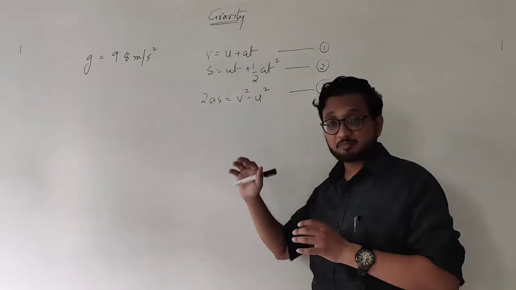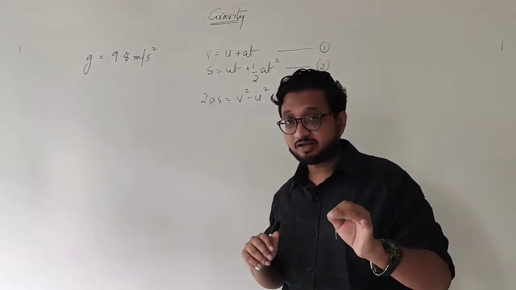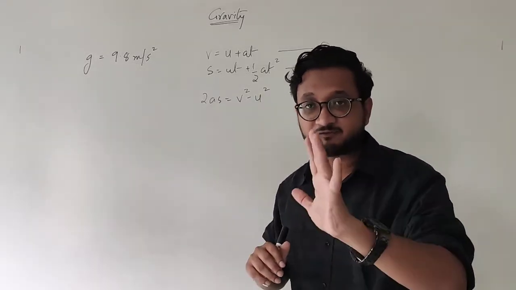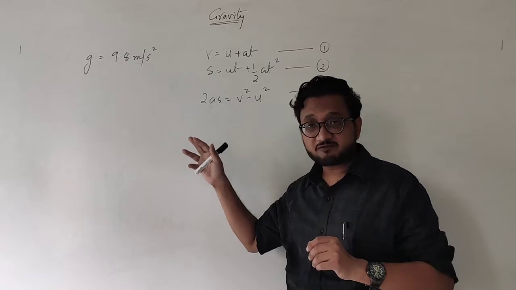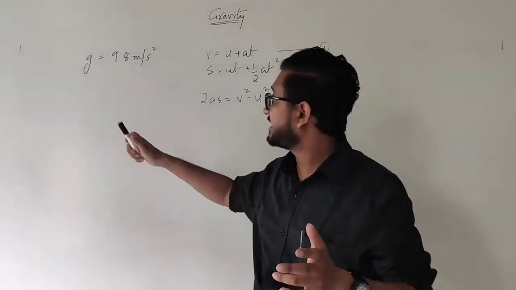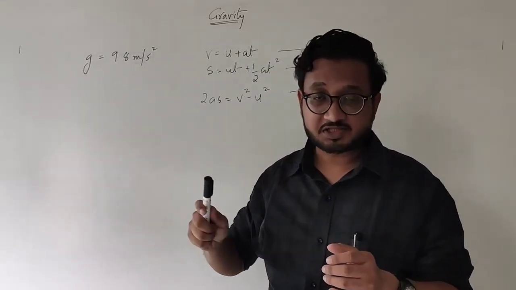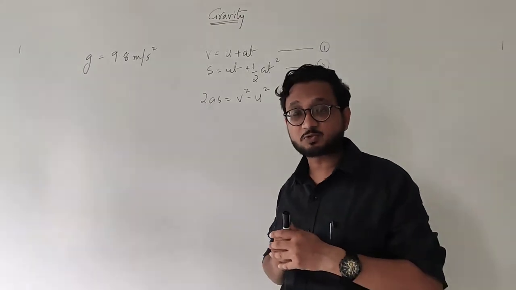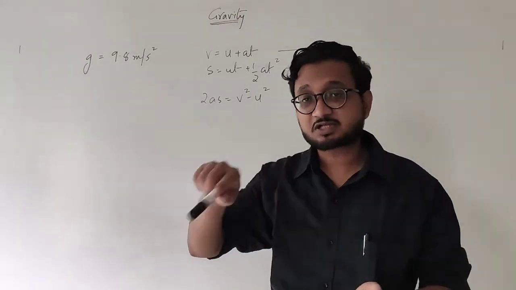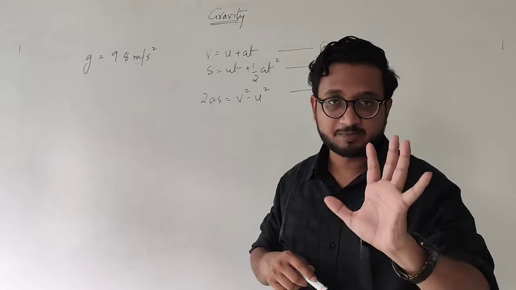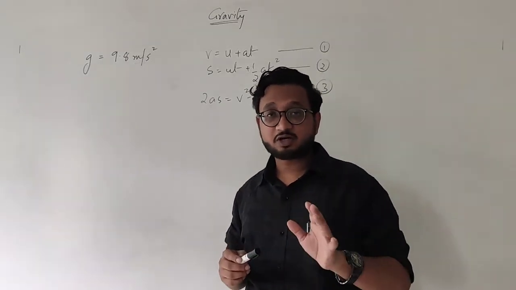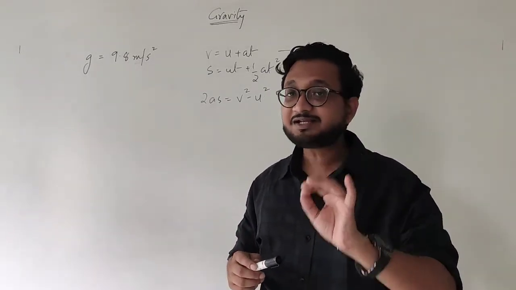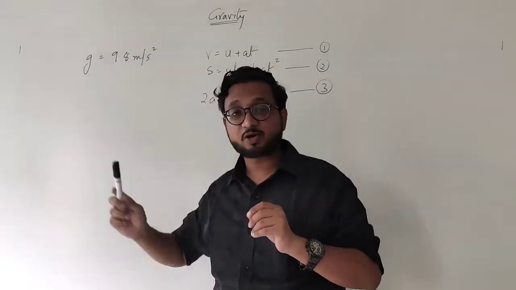So for simplicity, we will talk directly in terms of an object which is free falling. If the object is free falling, then every object has the same acceleration, 9.8 meters per second square, which remains constant on the surface of the earth only. So if the object is free falling on the surface of the earth, its acceleration is taken as 9.8 meters per second square.